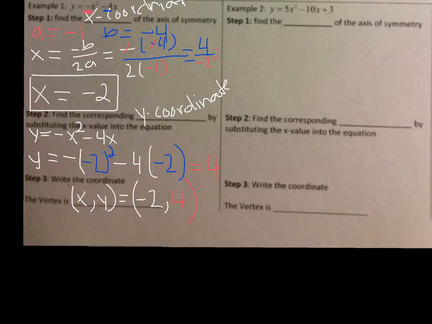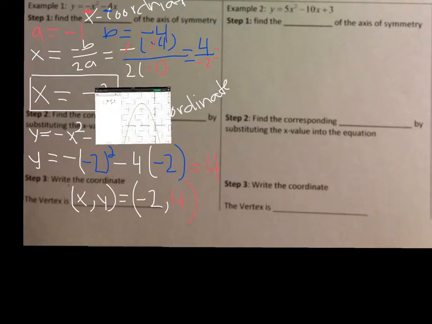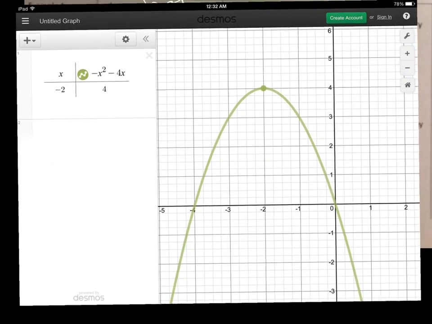So our vertex for this parabola will be (-2, 4). And again, you're like, Mr. Laura, how do you know if I'm right? Go ahead and look at Desmos and type in the equation y is equal to -x squared minus 4x, and then plug in this point, and you should see that this point here, (-2, 4), should be your vertex.